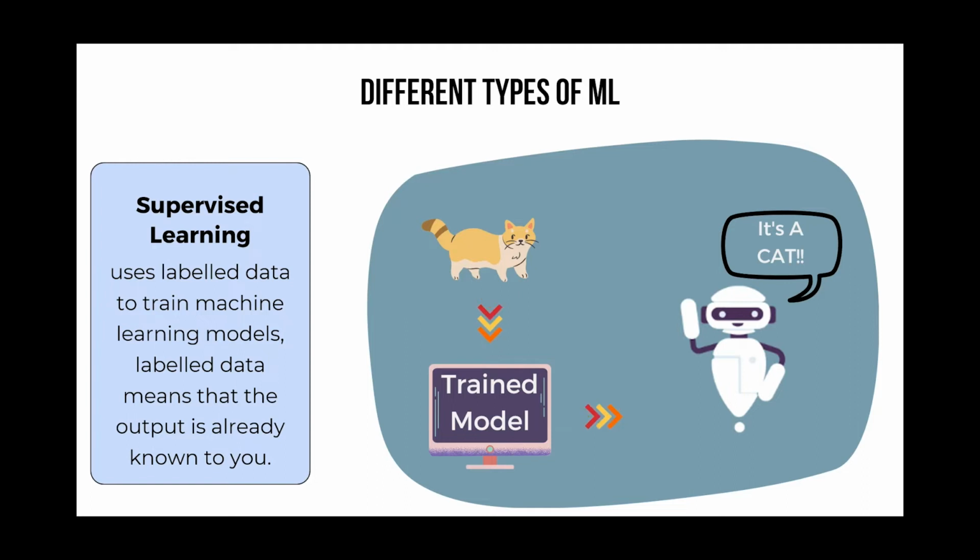The model just needs to map the inputs to the outputs. An example of supervised learning can be to train a machine that identifies the images of animals. Here, we can see a trained model that identifies the picture of a cat.